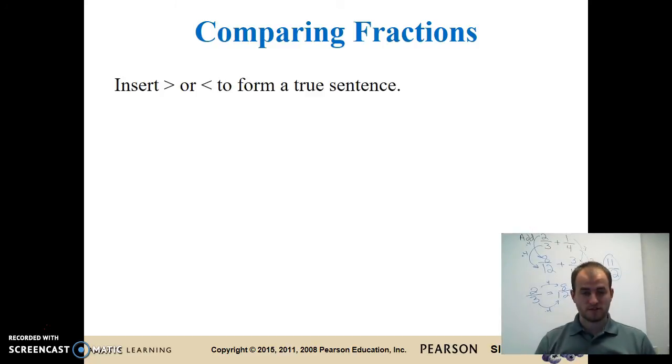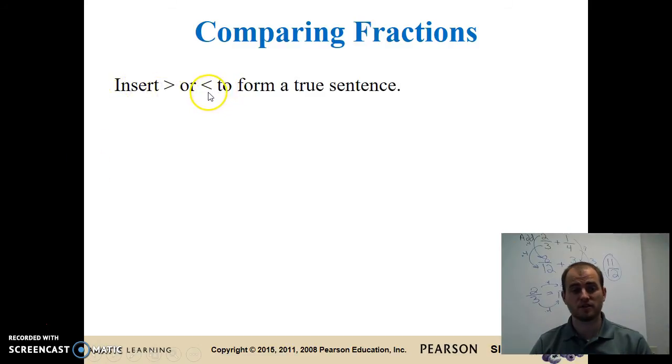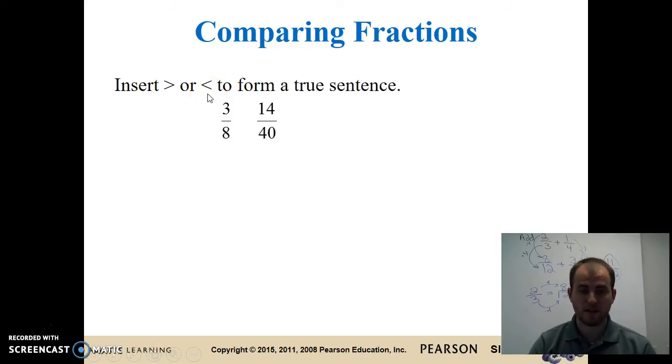Alright, the last part of this section is how to compare fractions. And to compare fractions, remember we use either greater than or less than. Remember, less than looks like an L. So what's bigger, 3/8 or 14 over 40? Okay, so that's A on your handout.